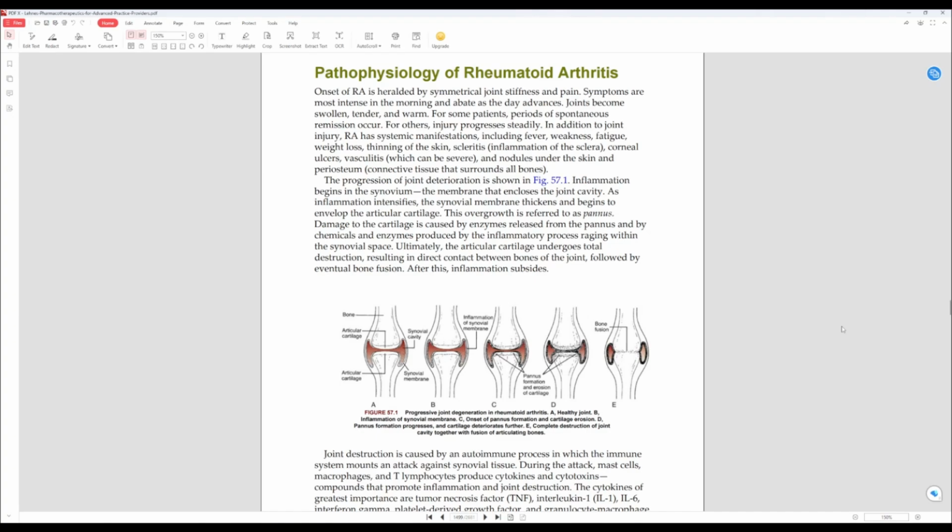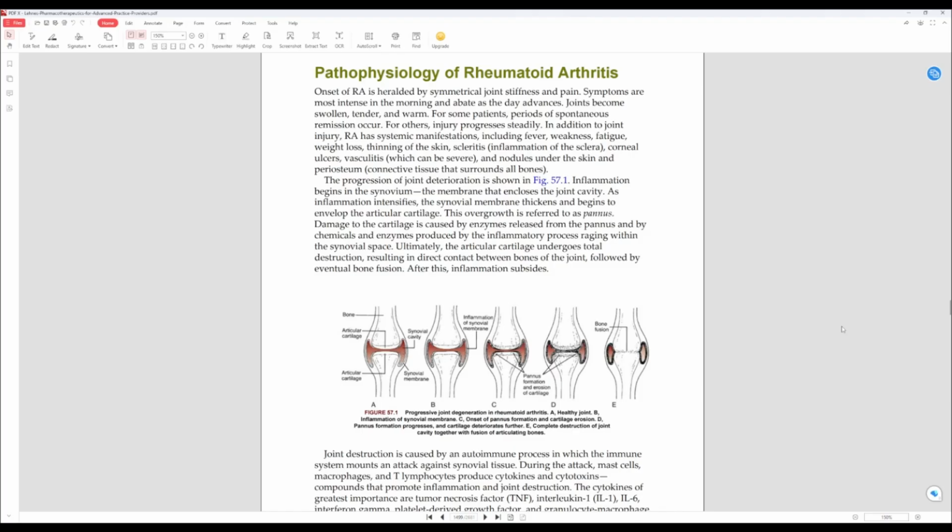Inflammation begins in the synovium, the membrane that encloses the joint cavity. As inflammation intensifies, the synovial membrane starts to thicken and begins to envelop the articular cartilage. This overgrowth is referred to as a pannus.